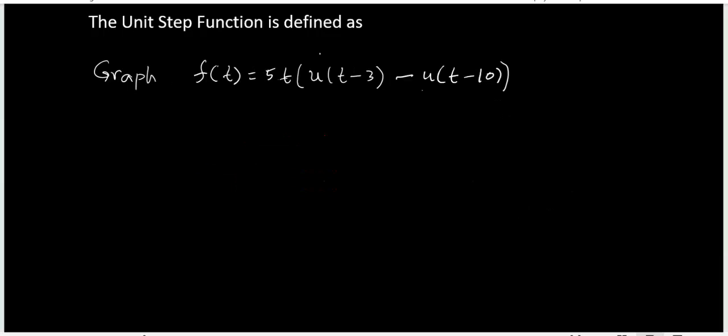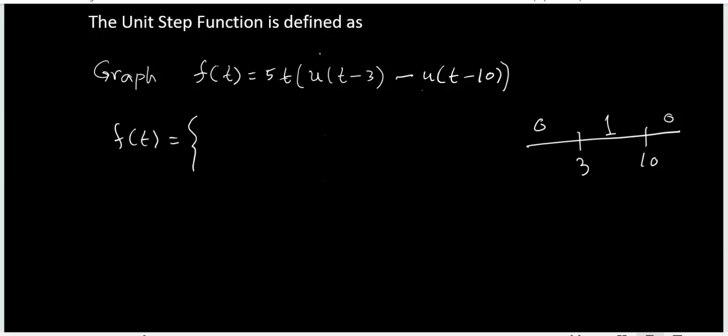So now we are going to graph f(t), which is 5t times u(t minus 3) minus u(t minus 10). So first look at the line here. So you go from 3 to 10. And we know from the definition that we will have 1 here. Otherwise it will be 0.